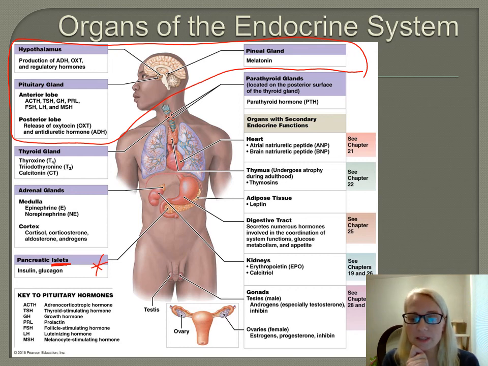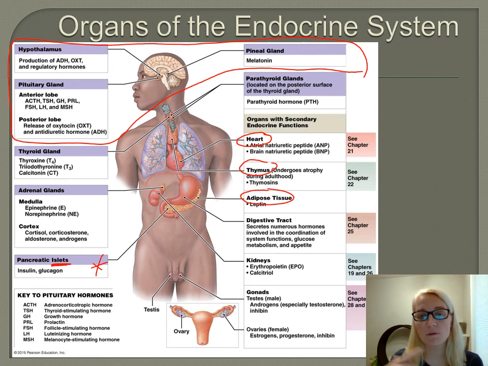But when we take a look at these other ones, we have the heart, which is clearly part of the cardiovascular system, but it releases a couple hormones. We have the thymus, which is part of the lymphatic system, but it releases hormones. Adipose tissue is all over the place, but it can release a hormone. The digestive tract, stomach, small intestine, large intestine, they all are part of the digestive system, but they release hormones. The kidney is part of the urinary system, but it releases hormones. And your gonads, ovaries and testes, are part of the reproductive system, but they also release hormones.